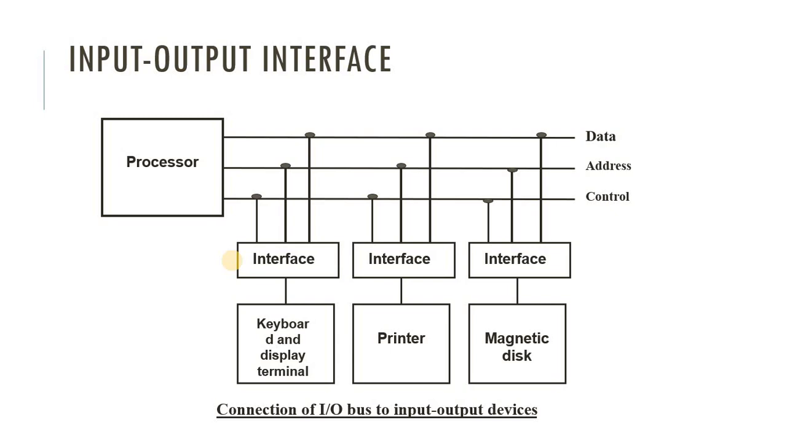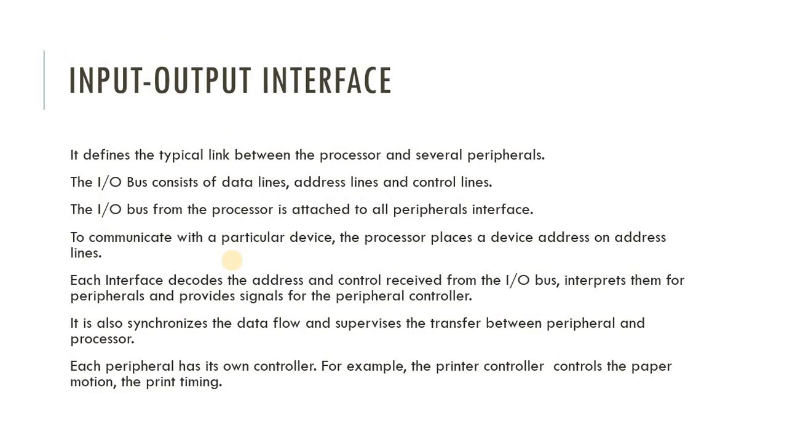Here the main task is to transfer the data. Yes, the data is transferred from CPU to peripheral device or the peripheral device to the CPU. So in the data transfer, the main component used is the input-output interface. So that is the use of the input-output interface. The I/O bus consists of data lines, address lines and control lines.